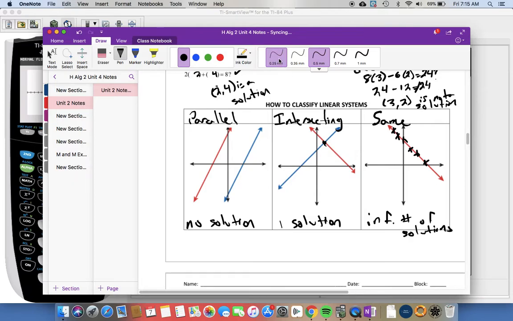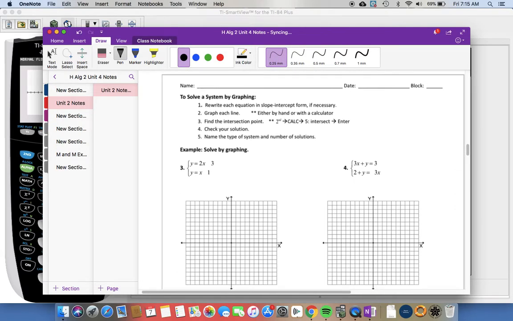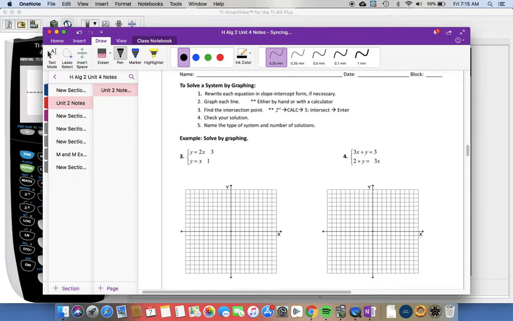All right. Moving along here, let's actually look at how we're going to solve. So to solve a system by graphing, here's kind of your step-by-step. First thing, rewrite each equation in slope-intercept form if necessary. In other words, what we're talking about there, get y by itself.